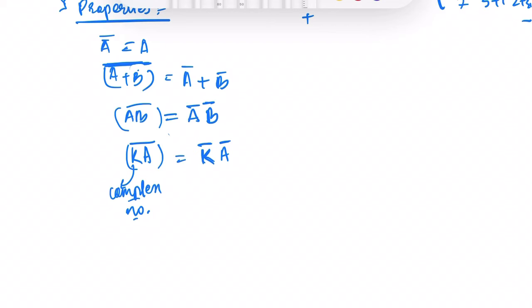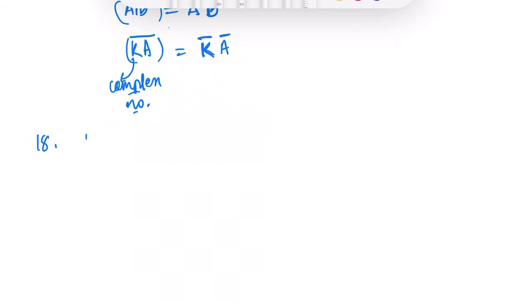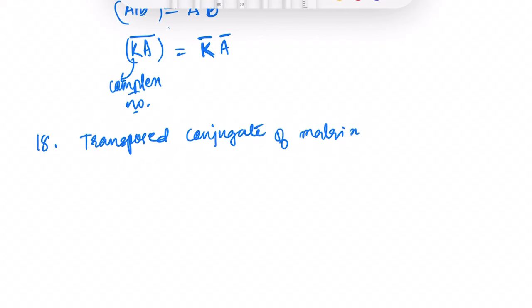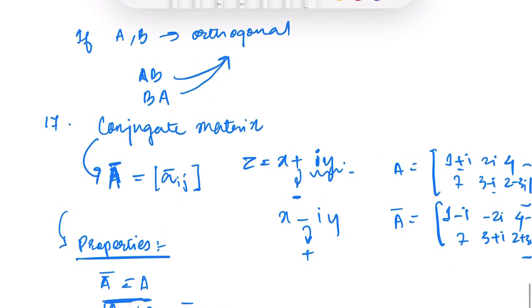So moving on, 17. Moving on to the 18th part. We have transposed conjugate of matrix. Okay. Suppose we have a matrix and it's complex मतलब just shown you, right? ये जैसे ऐसे कुछ है.